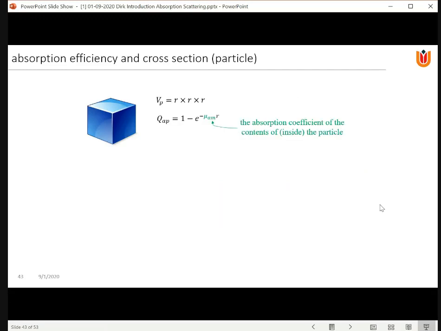Okay. Now, let's continue. If I have an absorption efficiency, I can also calculate an absorption cross-section, right? By the scaling factor, which was the geometrical cross-section, as we saw just before. So in this case, I can scale that with the geometrical cross-section of the particle, like this.